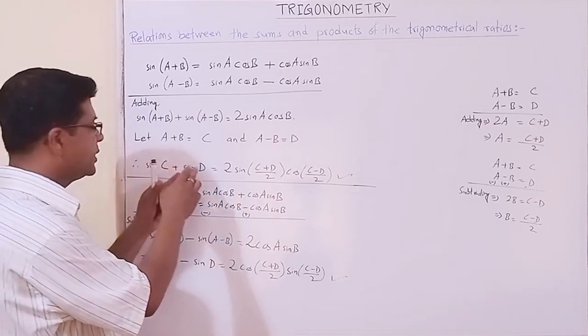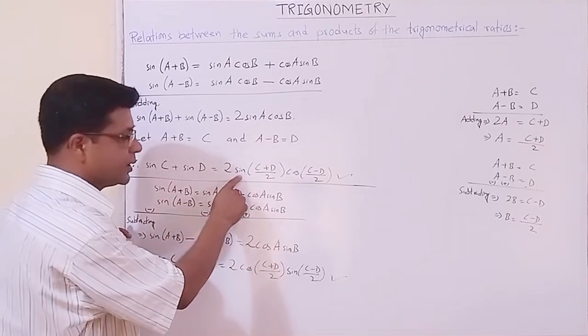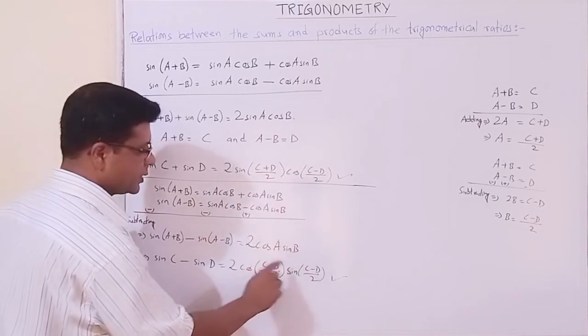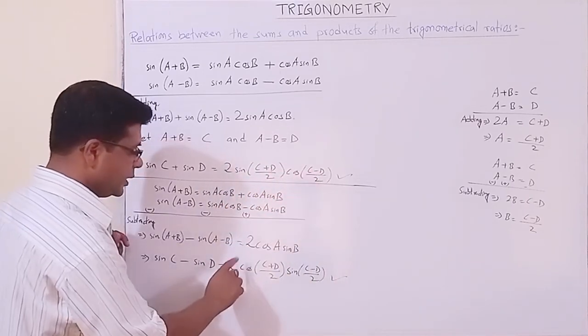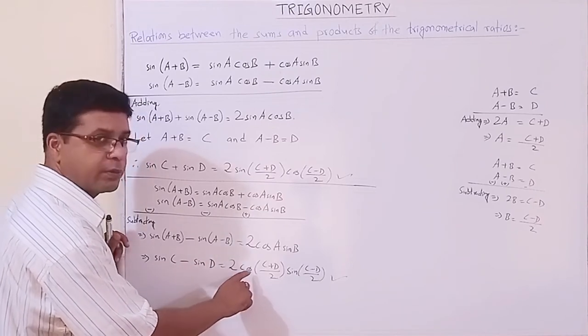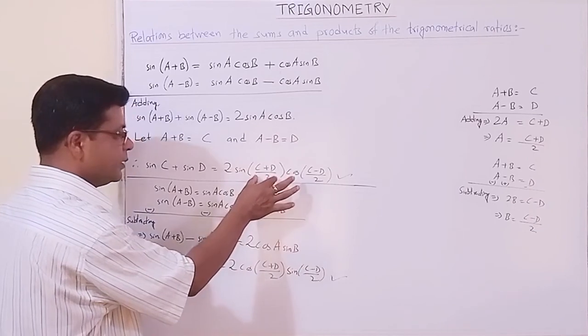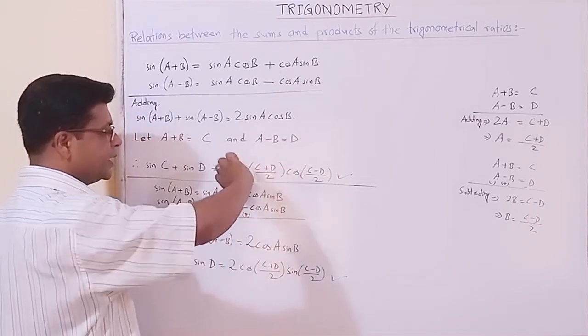Whenever there is sin C plus sin D, twice, in both cases twice. If there is plus, it will start with sin. If it is minus, it will start with cos. Sin cos, cos sin. Sin C plus sin D is twice sin of C plus D by 2, cos of C minus D by 2. Sin C minus sin D is twice of cos C plus D by 2, sin C minus D by 2.